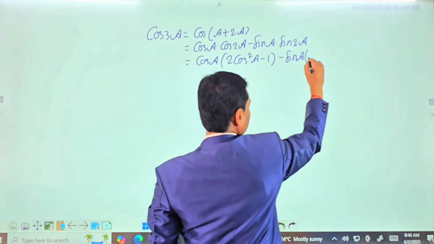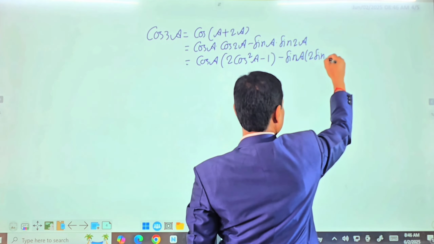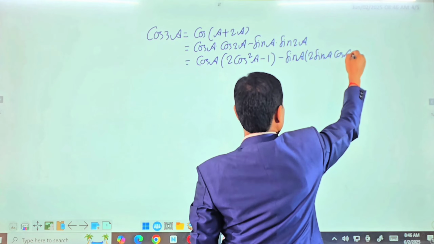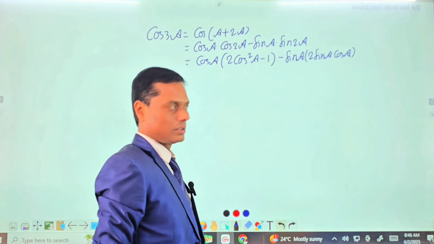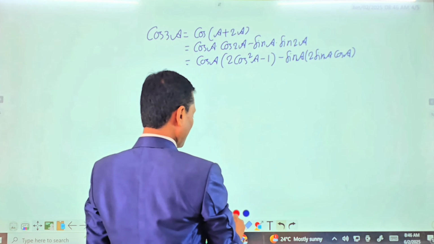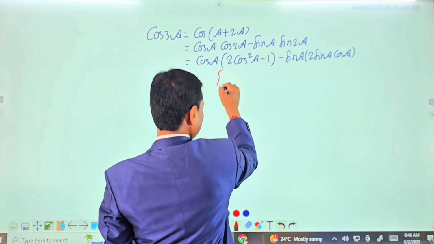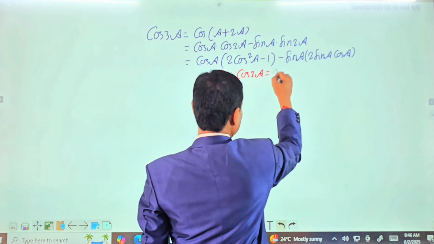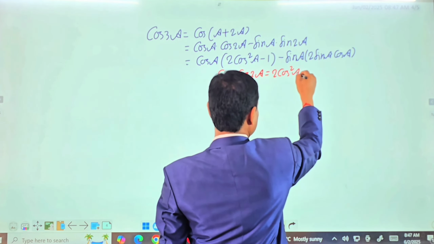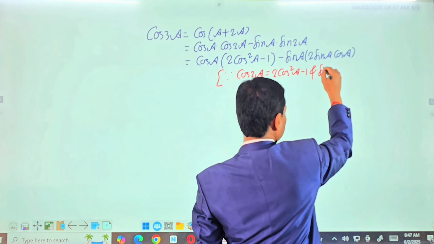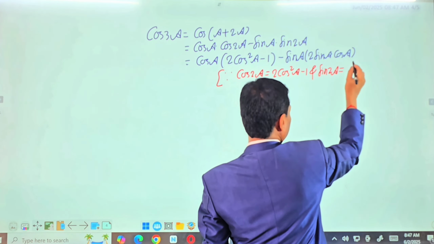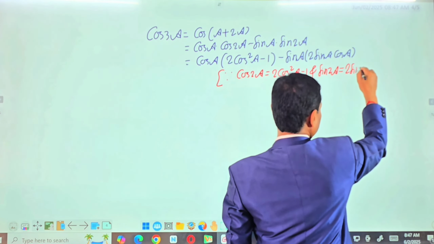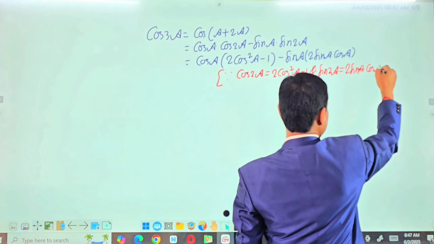Next one is here sin A. And the formula of sin 2A means 2 sin A dot cos A. Bracket is not needed, but if you write the formula inside the bracket, that will be more clear, isn't it? So we can write here cos 2A equals 2 cos squared A minus 1 and sin 2A equals 2 sin A dot cos A.